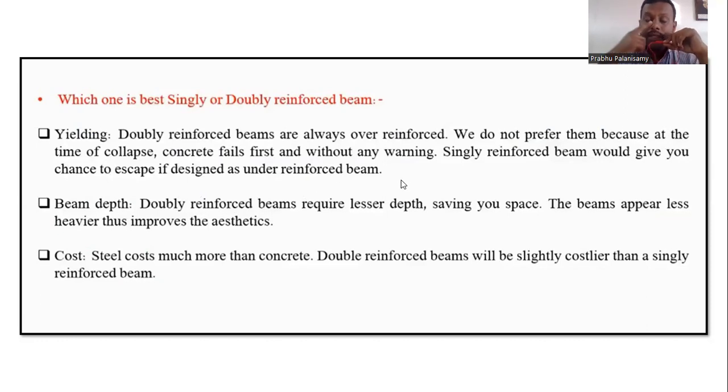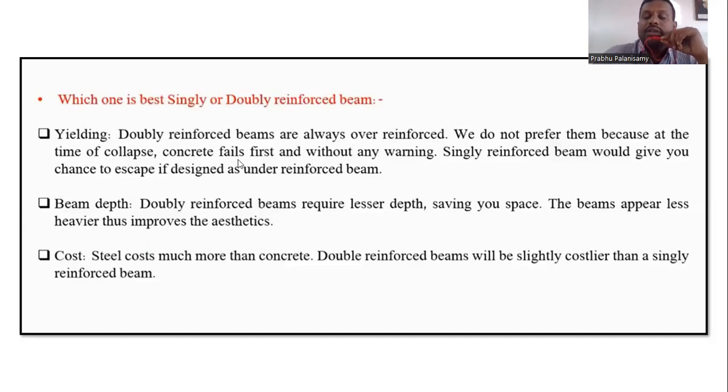In the doubly reinforced beam, the concrete fails first at collapse and not the steel. Here, in the singly reinforced beam, the steel will fail first, and only then the concrete will fail, so that we have some time to escape. That's the main thing in singly reinforced and doubly reinforced beams, and here we preferably go with the singly reinforced beam.